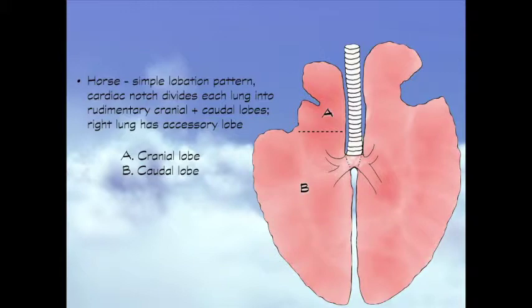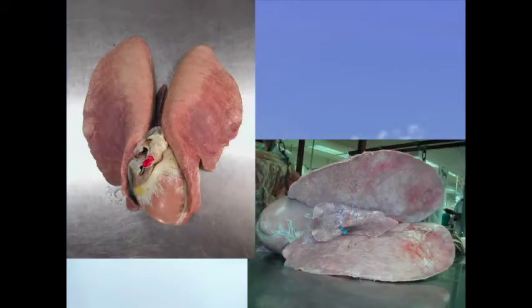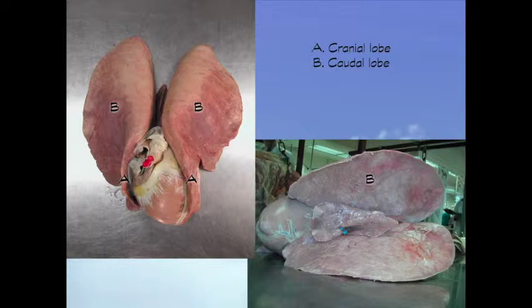Okay, there is an accessory lobe on the right lung. So here's an actual specimen. We can see the cranial and the caudal lobes. And then down here on the more diaphragmatic view, we can see the accessory lobe of the right lung. Okay.